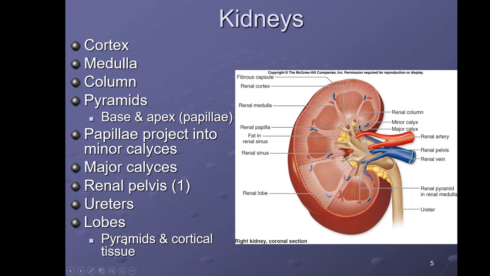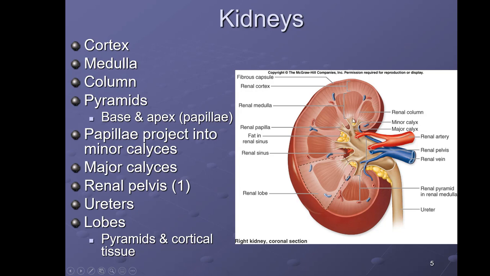I'm going to jump down to the bottom really quick. If we take a given pyramid and the cortex region right outside of it, that's called a lobe of the kidney, a renal lobe. So a lobe would be all of this, outlined by this dashed line: a pyramid and the cortex region right outside of it.